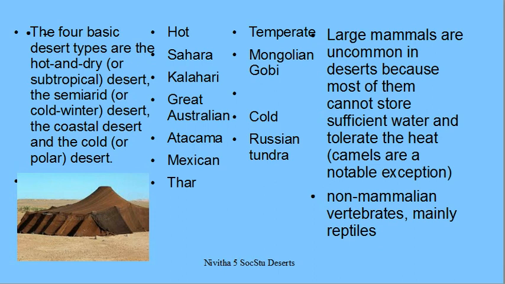Because the vertebrates or the mammals need a special type of climate where water, air, vegetation and all should be suitable. Large mammals normally cannot live without water. And if they cannot store sufficient water and if they cannot tolerate the heat, it is difficult. Camels are an exception that exists in desert. Large mammals are uncommon in desert.